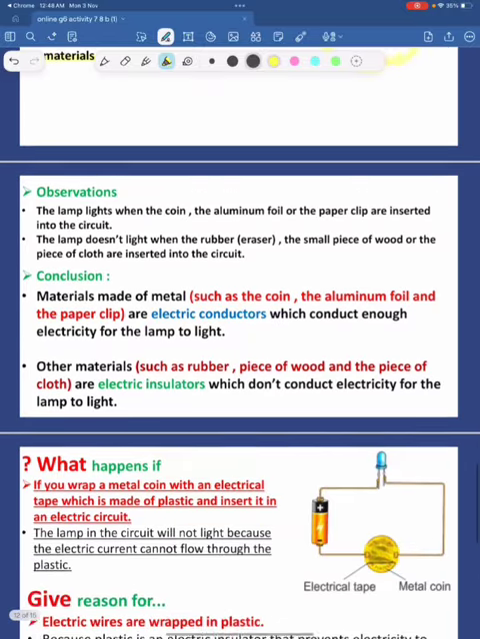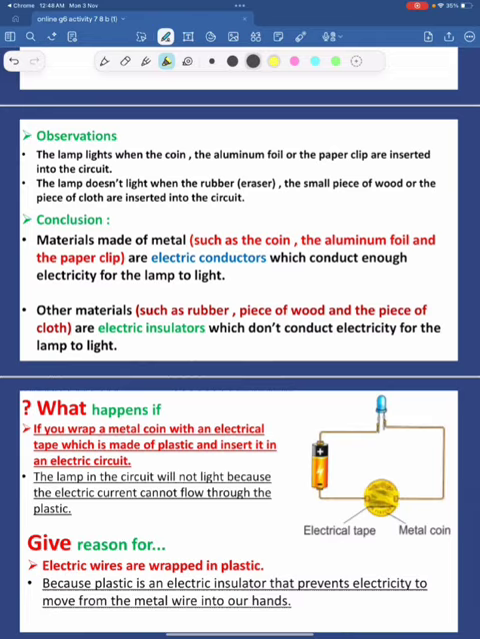What will we observe? The first observation: the lamp will light when the coin, aluminum foil, or the paper clip are inserted into the circuit. Second observation: the lamp doesn't light when the rubber, eraser, the small piece of wood, or the piece of cloth are inserted into the circuit.